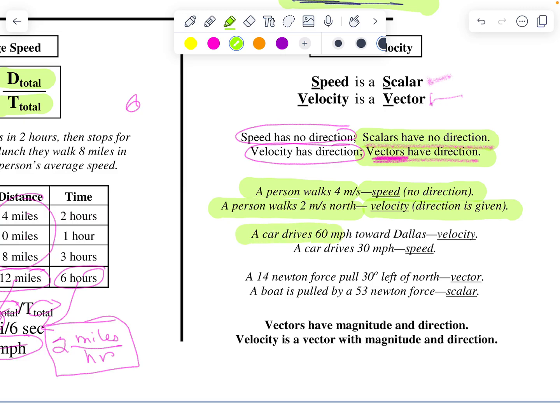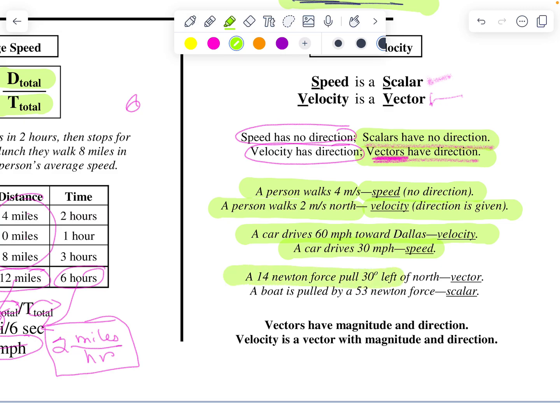A car driving 60 miles per hour toward Dallas. That'd be a velocity because it has direction. Our car traveling 30 miles per hour would just be a speed. We haven't done forces yet. That's not till next chapter.